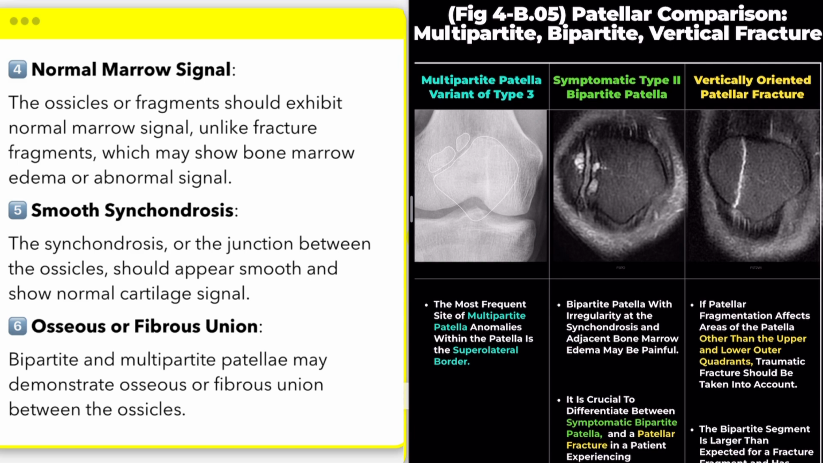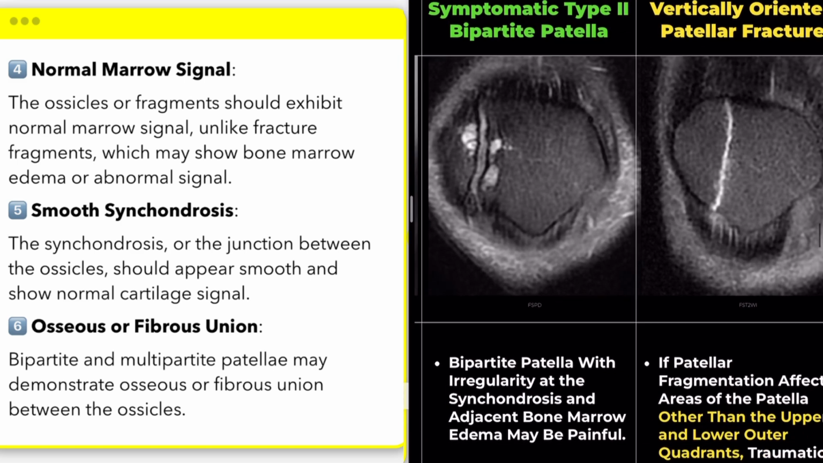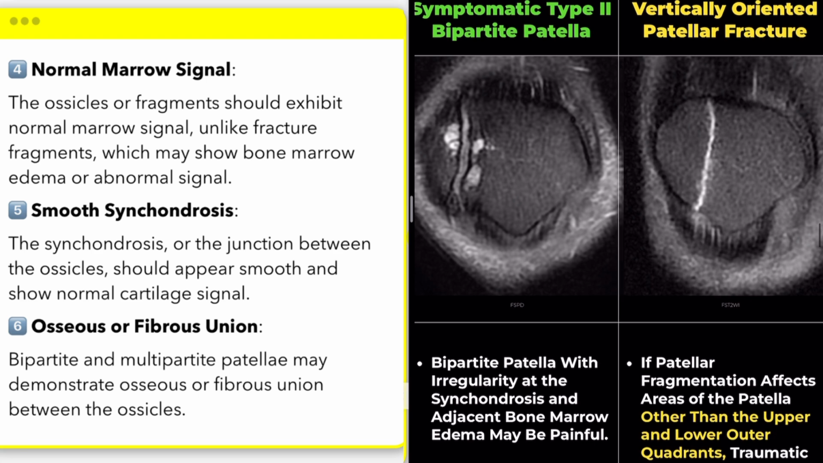Fifth, synchondrosis. The synchondrosis, or the junction between the ossicles, appears smooth and shows normal cartilage signal in a bipartite patella. This is unlike a fracture line, which is typically irregular and disrupted. Sixth, union. In some cases, you may observe osseous or fibrous union between the ossicles in a bipartite patella.